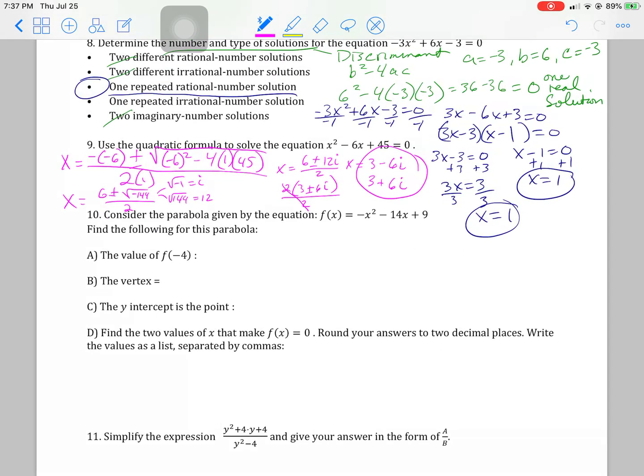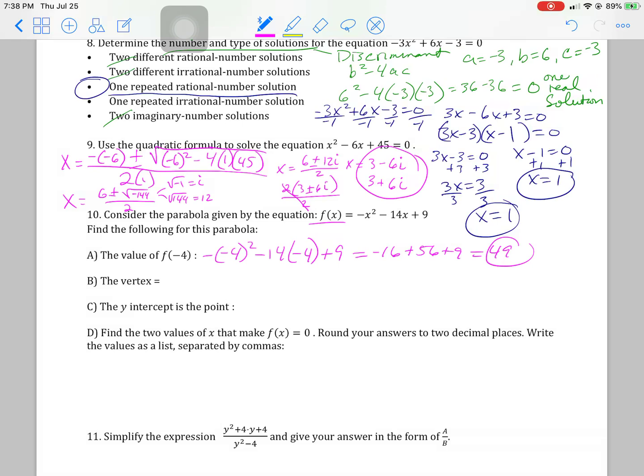All right, number 10 has function notation. Part A just wants you to substitute a negative 4 everywhere there's an x. It's very important to use your parentheses with these negatives, because order of operations comes into play. So this is going to be negative 16, and then a negative times a negative is a positive 56, plus 9, and all that's going to come out to 49. Okay.